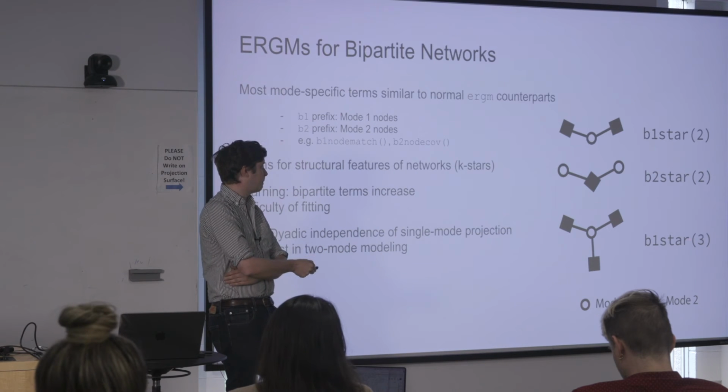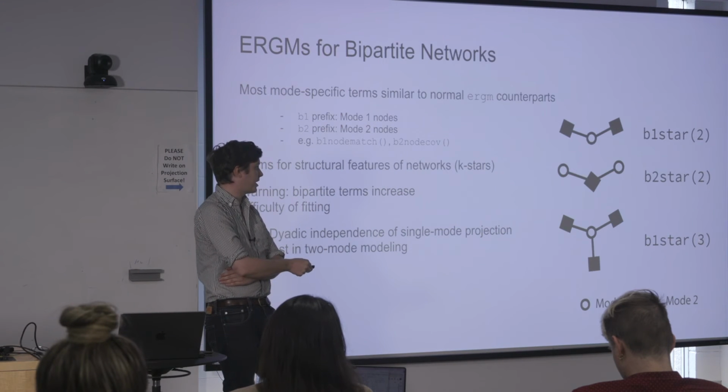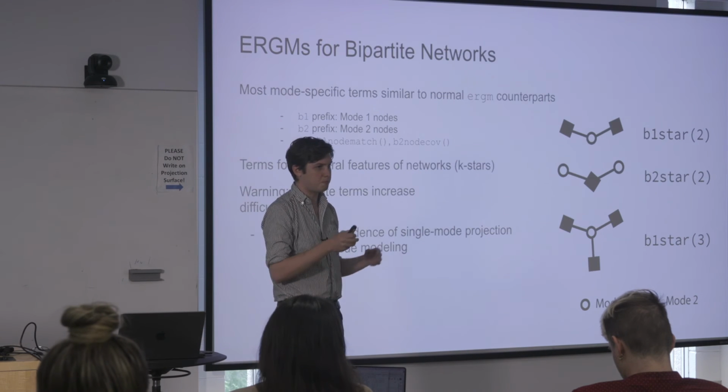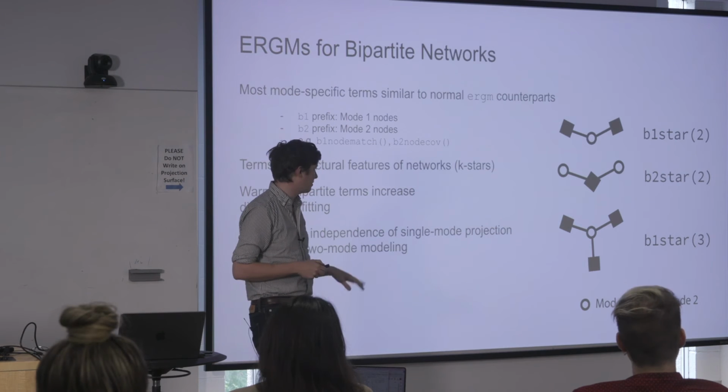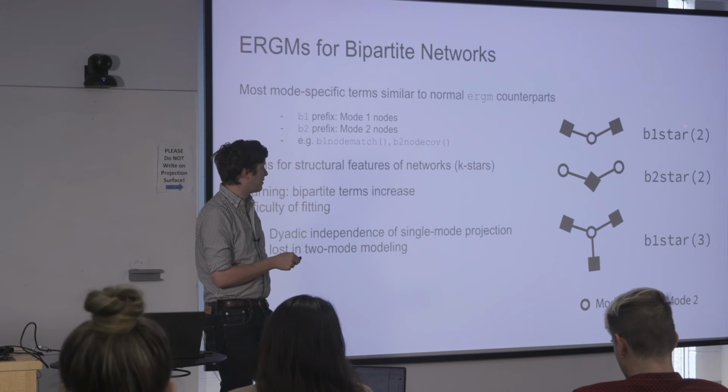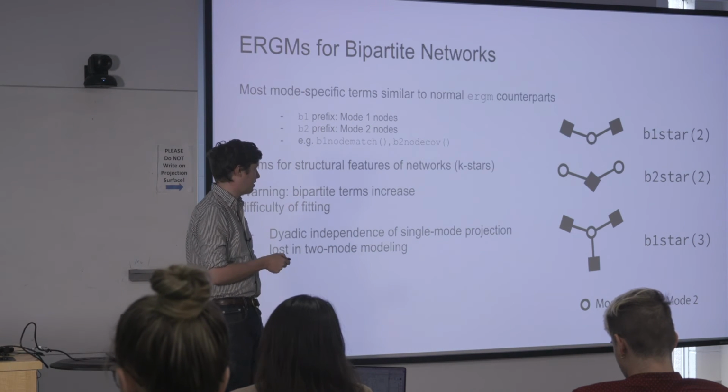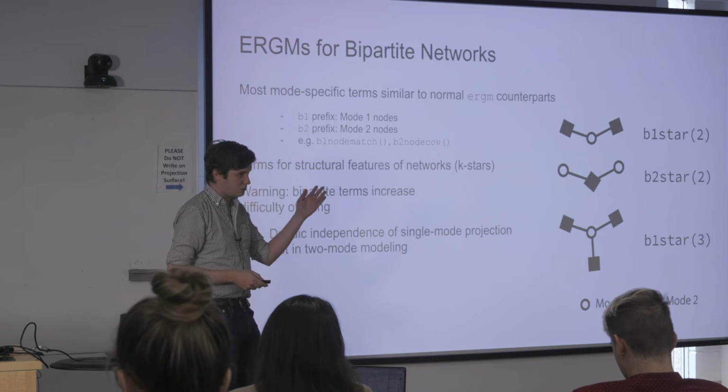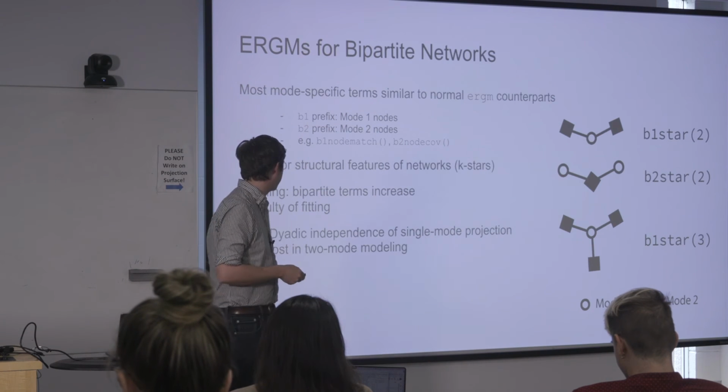And then within the term as you specify in the model, you include an integer or a range of integers if you're interested in a variety of different forms. Specifying 1, 2, 3. Here I have 2 stars and 3 stars, but you could go up to however many stars in theory.